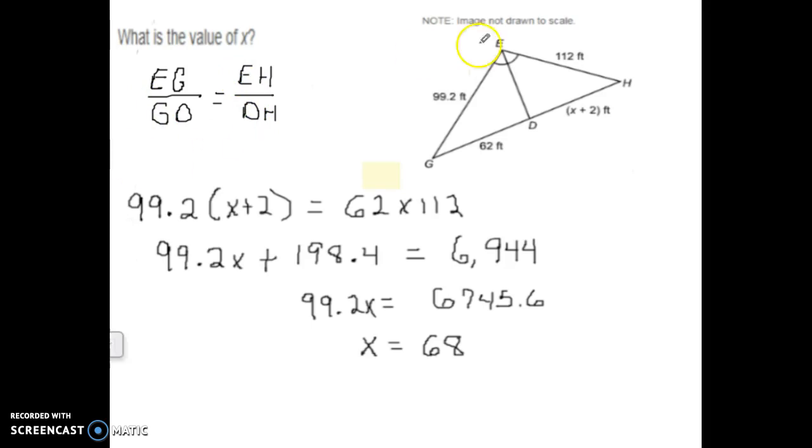Another kind of shortcut way, if you want to do it this way, you can cross multiply these two. And so that's what I did here. You can see 99.2 times x plus 2 is equal to 62 times 112. Make sure you distribute the 99.2 to both these terms. So 99.2x plus 198.4 is equal to 6,944. And then we're going to move this to this side by subtracting 198.4 from both sides. And then we're going to divide by 99.2, and x is 68.